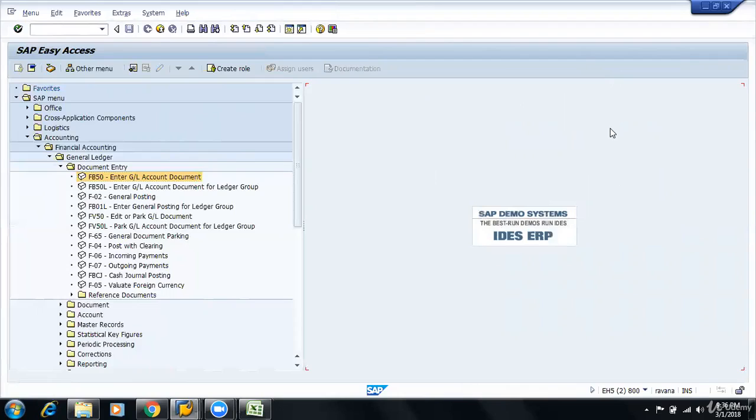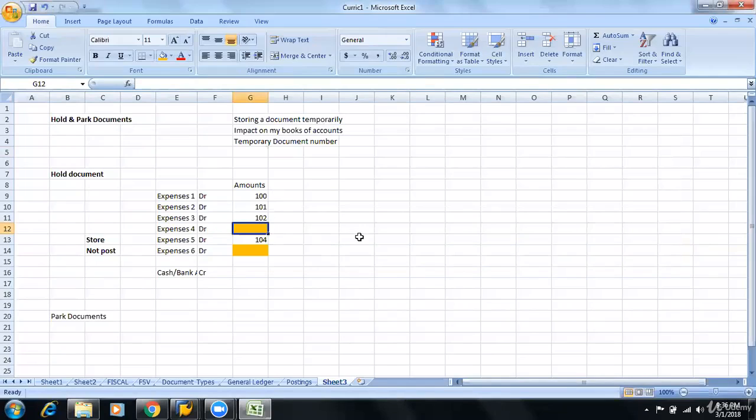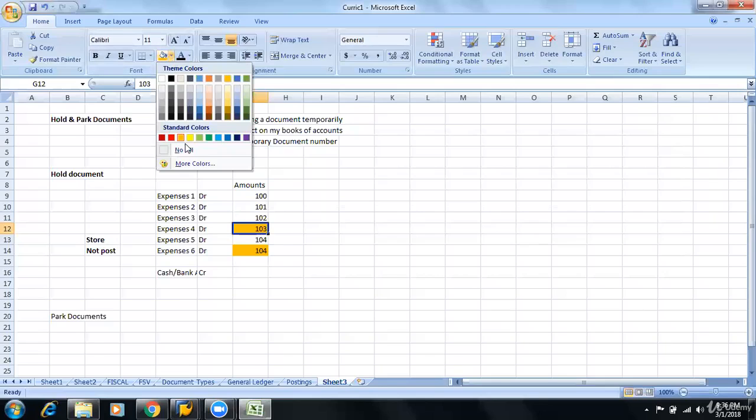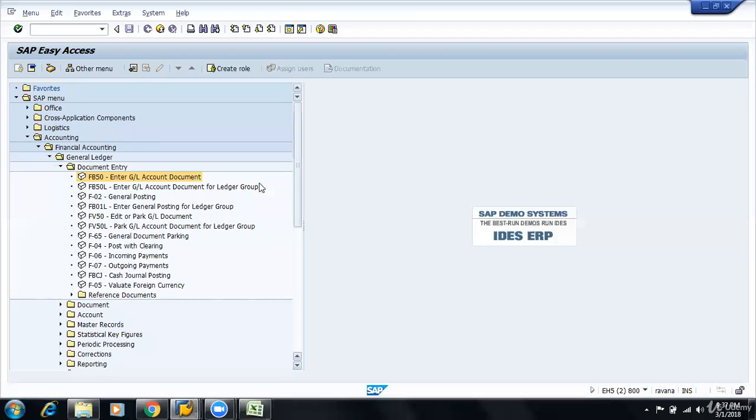Now, assuming that the user is given the information such as this is 103 and this is 104. So now the user receives this information. What do you expect him to do now? He has the information now. So ideally, the user should go back to the held document and insert these amounts. All right. So let's go back. Yes, it's the same T code FB50.